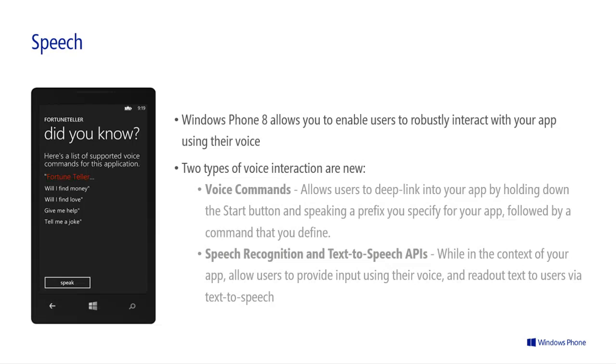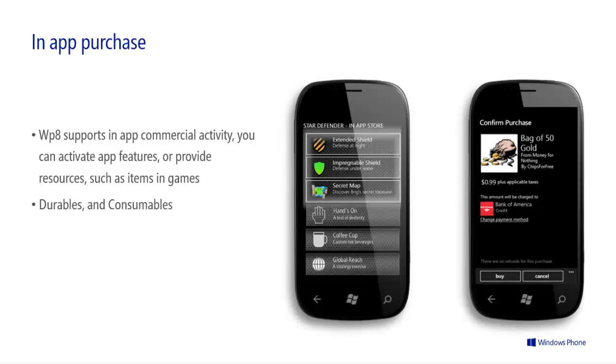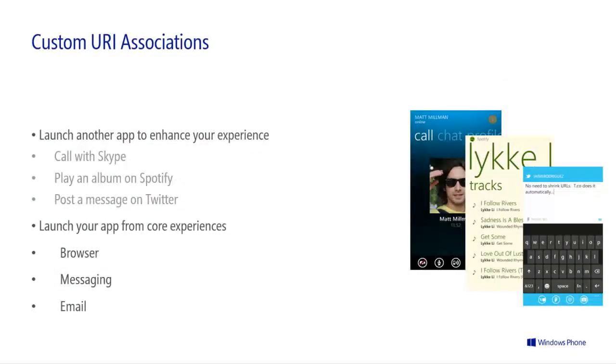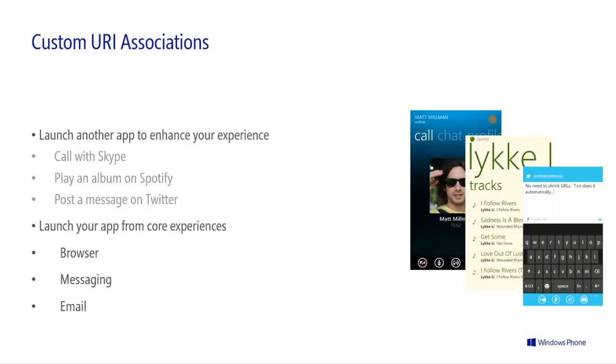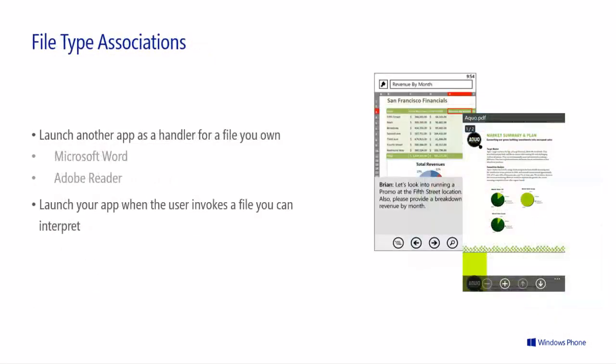And then we also have text-to-speech. And so this is speech synthesis. And your application can leverage that to speak out text that you want to have spoken out. Those are sort of the 3 different types of speech we provide. And then, of course, in-app purchase, and app-to-app communication via URI association. And that's about it for what we added.